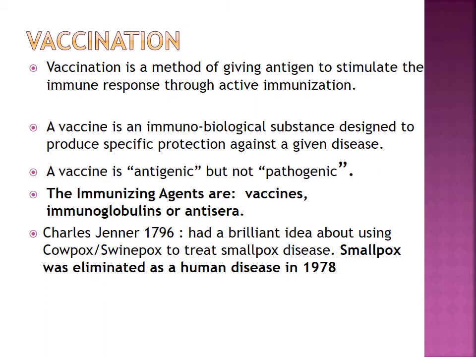The first one who discovered vaccines was Edward Jenner in 1796. He had a brilliant idea about using the cowpox virus in order to prevent the smallpox disease, which was epidemic or endemic at that time. So, after many trials, smallpox was finally eliminated as a human disease in 1978.